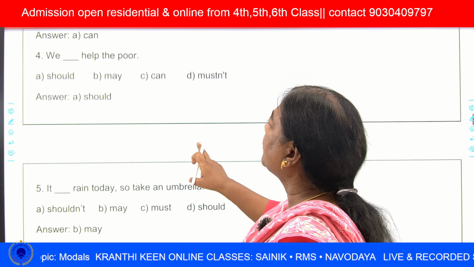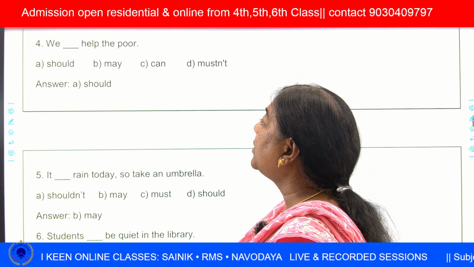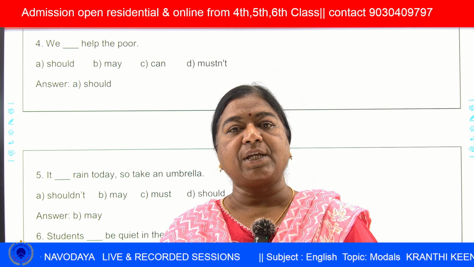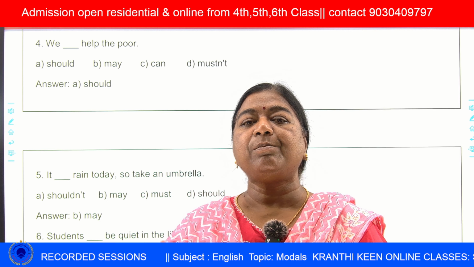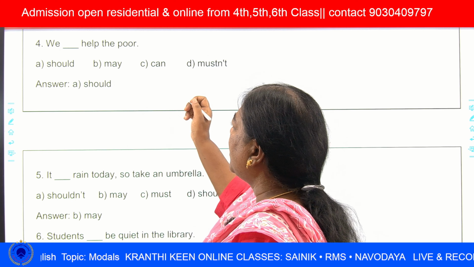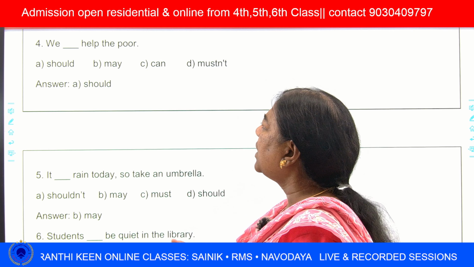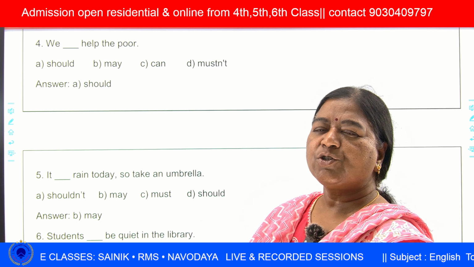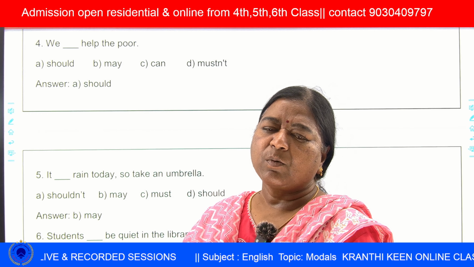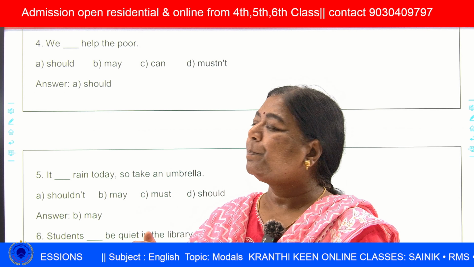Fourth one, yes, we dash help the poor. Okay. So as human beings, we need to reach out or help the poor people. So the answer should be, we should help the poor. We may help the poor. It doesn't show the generosity. We may help the poor. It means whenever possible or when the mood permits.